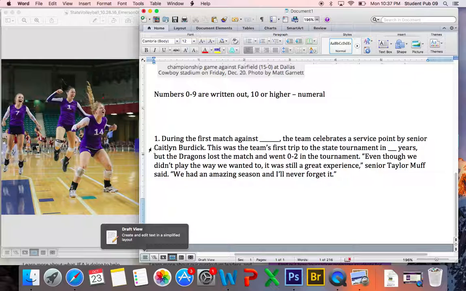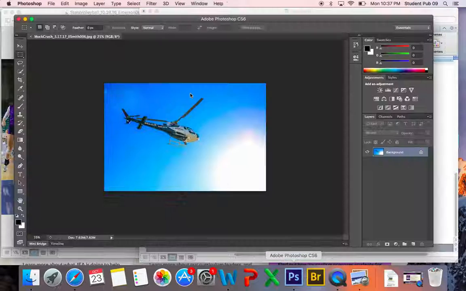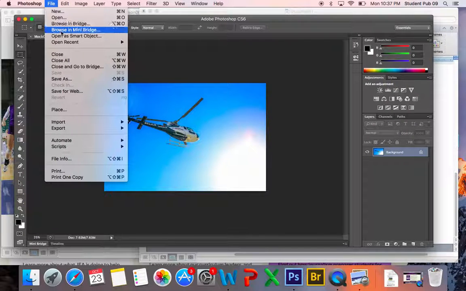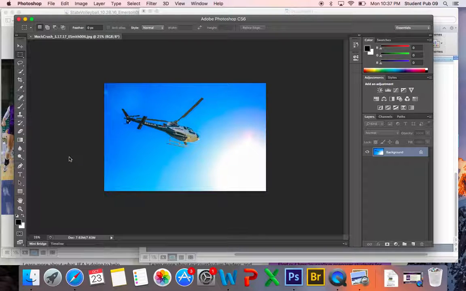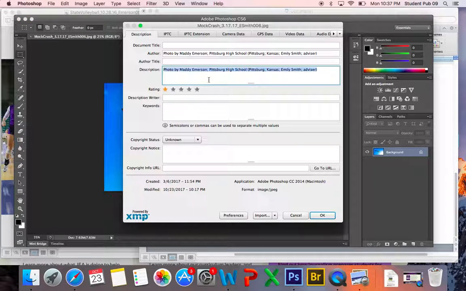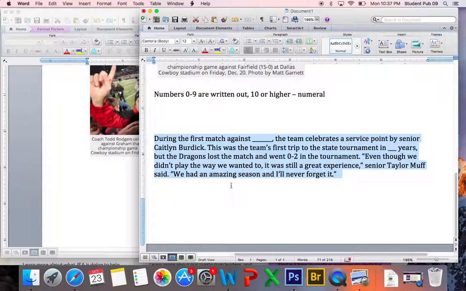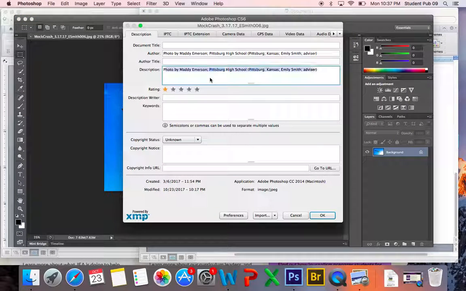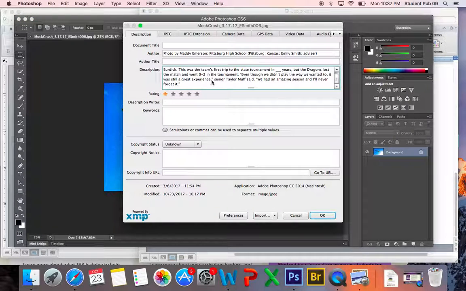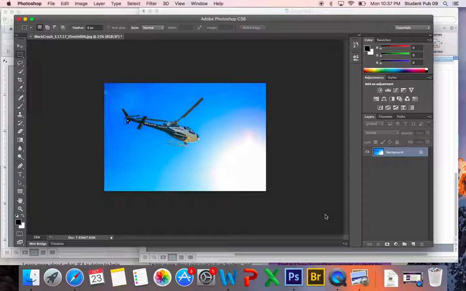This is what you are going to take and put in your metadata. So I copied this. I'm going to go back to Photoshop. I'm going to go to File, and File Info, and I'm going to put this in. I'm going to delete this out, paste, so there's my caption. I'm going to click OK, and I'm going to save it.